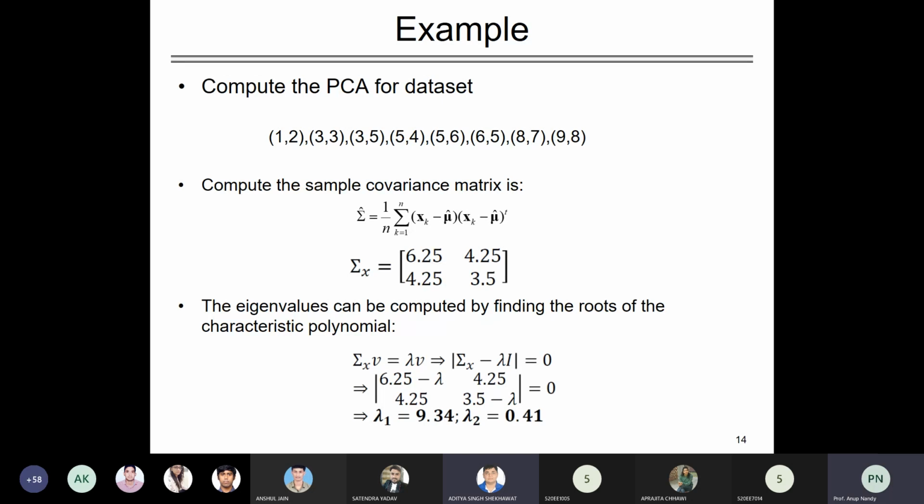Yes, sir. In this PCA data set, what is the dimension of the data set? Yes, it is two-dimensional data. If you see the PCA PDF file that was given to you, it is also two-dimensional data. If the dimension is 2, then obviously the covariance matrix will be 2 by 2.